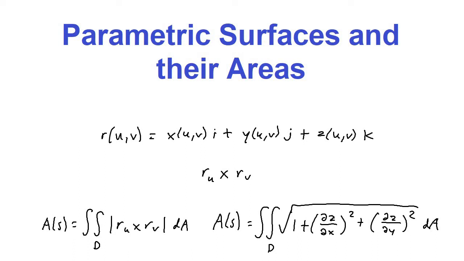So let's take a look at parametric surfaces and their areas. Now, similar to having a vector function r of just one variable t, you can also have a vector function of two variables, or of two parameters u and v.